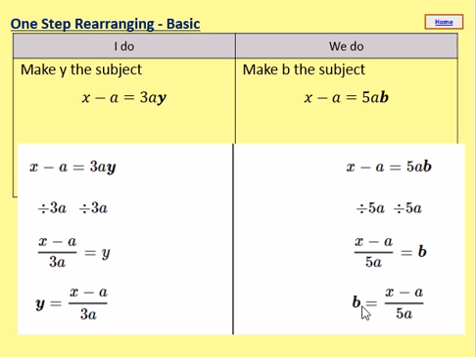So b is the subject now, because it's b equals. That means b is the subject. b equals x take away a divided by 5a. Please get that down in your books if you didn't do it yourselves, and mark it in green pen, please.